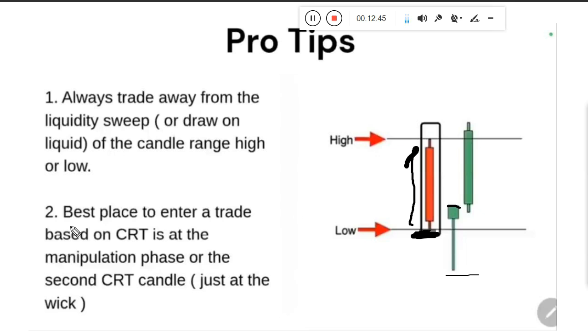The second one is that the best place to enter a trade is based on CRT at the manipulation phase, or the second CRT candle, just at the wick. This is what I'm telling you now. Now this is the second CRT candle. So the best place you can enter your trade is that once this second candle closes back inside, you just wait for a little retracement back into the range of this candle and then you enter your entry here.